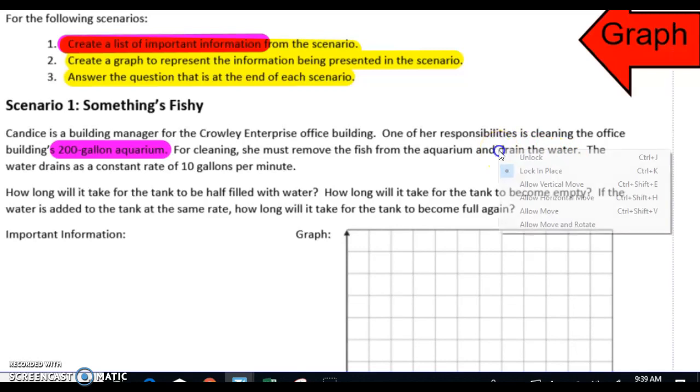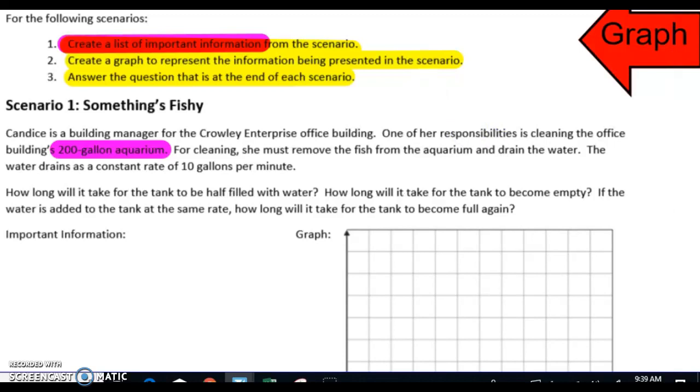I'm gonna highlight "drain the water" because that means something different than, for example, adding water. So I'm gonna highlight that. The water drains at a constant rate of 10 gallons per minute. I think that's important too. Okay, so before I do question number 2, I'm gonna go ahead and finish question number 1.